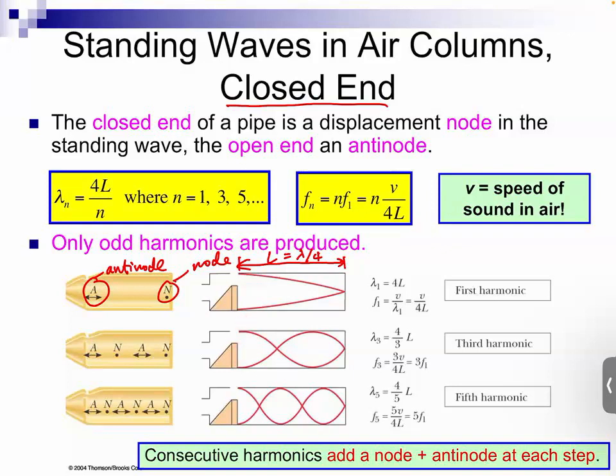And therefore, for an air column with one closed end, you'll only have odd harmonics: first, third, fifth, seventh, and so on. Notice how there's no second and there's no fourth harmonic. There are no even harmonics. Okay. But these equations give you relationships of how to calculate the frequencies of the harmonics in relation to the length of the air column.